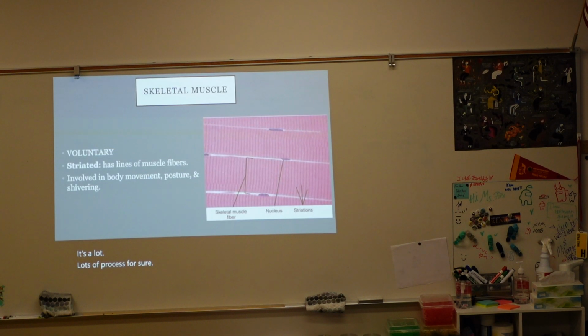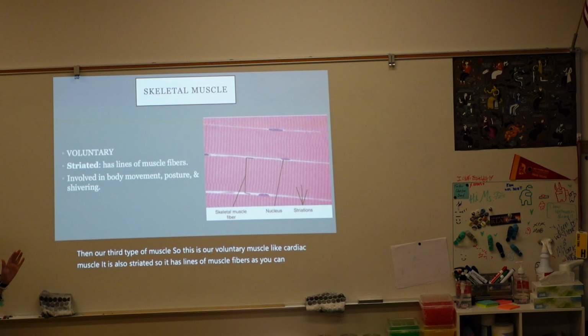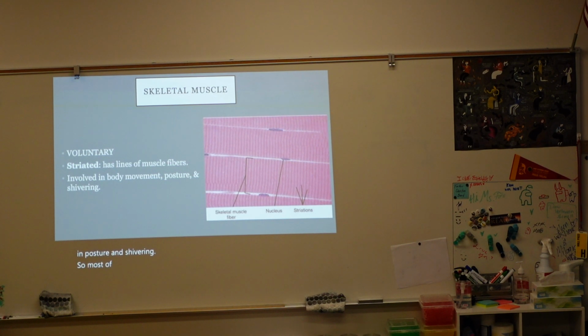Alright, so now our third type of muscle, skeletal muscle, which is our voluntary muscle. Like cardiac muscle, it is also striated, so it has lines of muscle fibers. As you can see, this is a lot more organized and not branched compared to our cardiac muscle. This type of muscle is involved in body movement, posture, and shivering. Most of the actions you're doing right now are voluntary, and you're using your skeletal muscle.